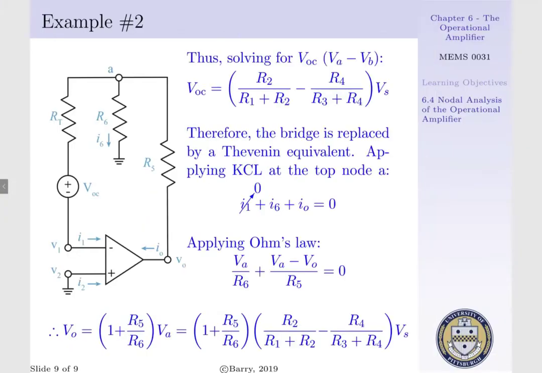Expressing this in terms of our output voltage, we'd have V out is equal to the quantity 1 plus R5 per R6 times VA, where VA is going to be equal to VOC. For I1 is equal to 0, and there is no voltage drop across our Thevenin resistance. Thus, inserting our expression for open circuit voltage for VA, we'd have our output voltage is equal to 1 plus R5 per R6, this quantity times R2 per R1 plus R2, minus R4 per R3 plus R4 times our source voltage.